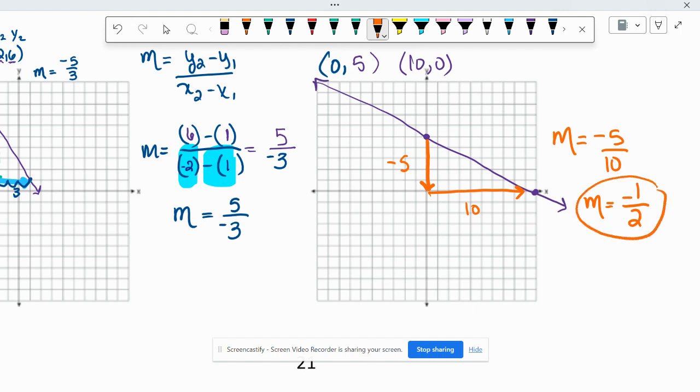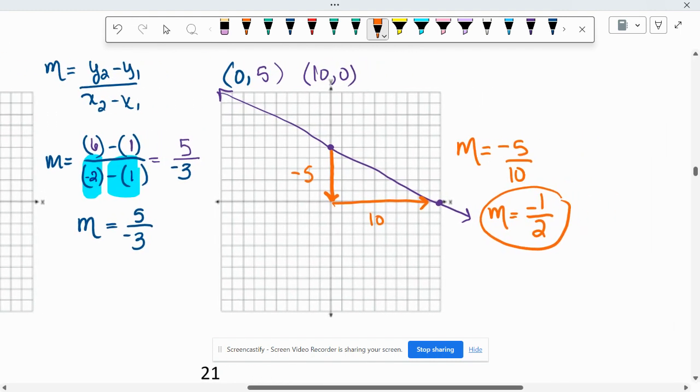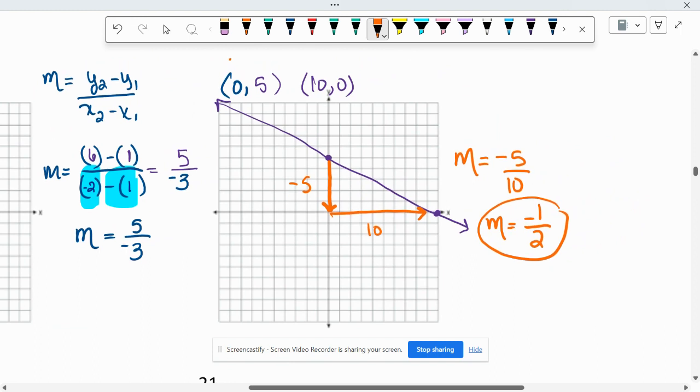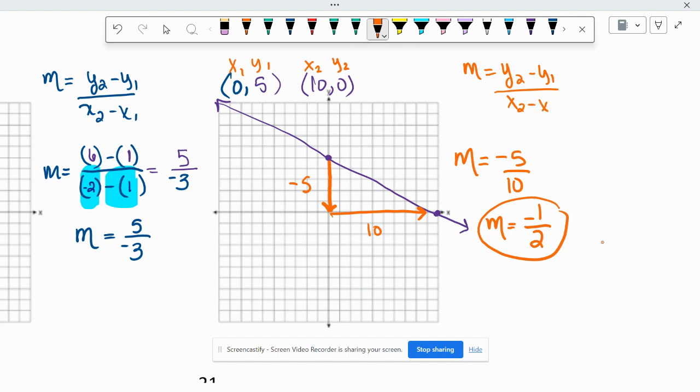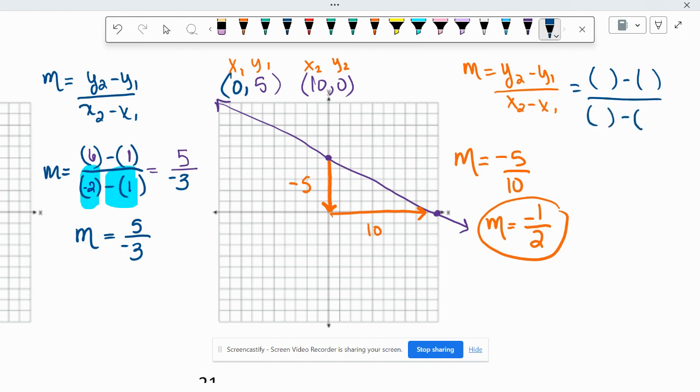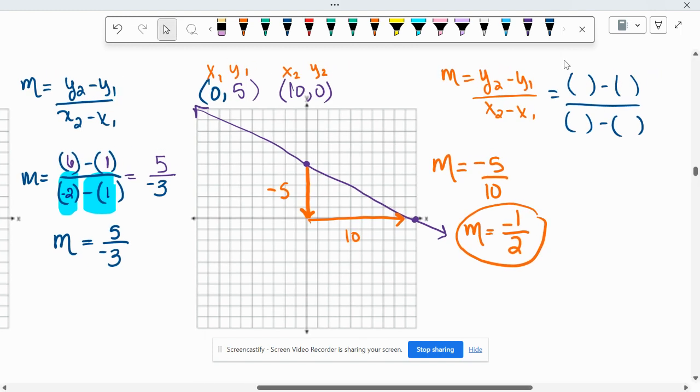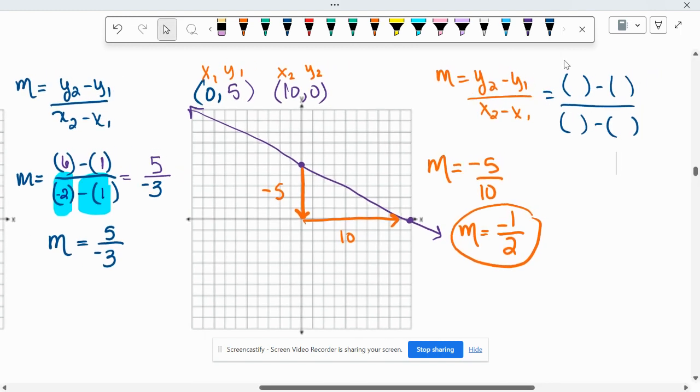Okay, let's put it into our formula and see what we get. So again, I'm going to label this as my first point, x1, y1, my second point, x2, y2. So the formula, y2 minus y1 over x2 minus x1. And then I just set it up as parenthesis minus parenthesis over parenthesis minus parenthesis. It's just a good habit to get into, so that way you don't get confused on minusing and negative, because that's where I see mistakes.